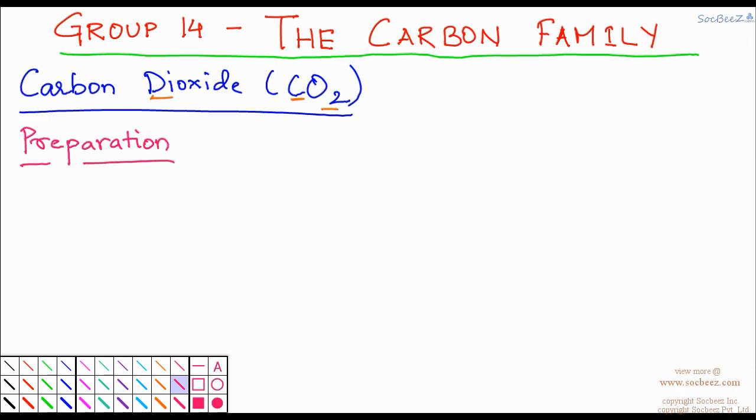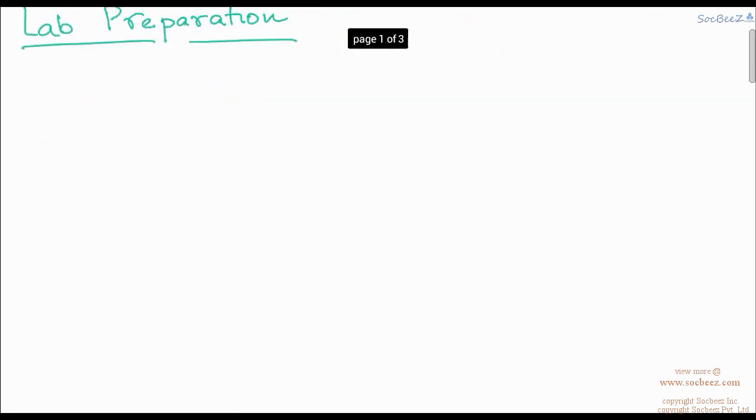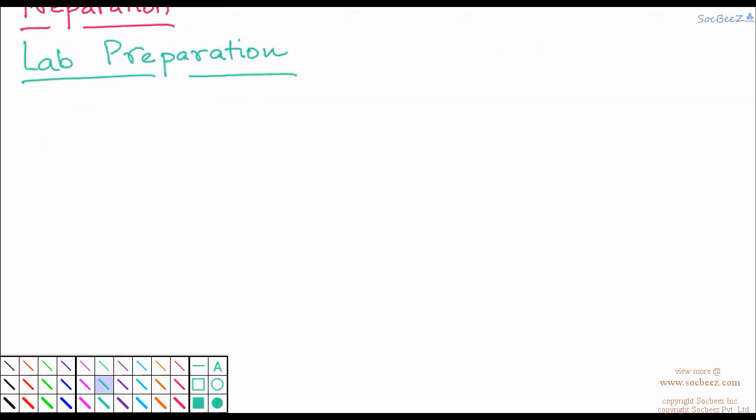Although carbon dioxide is present in the atmosphere, if we want to prepare it in the laboratory or on a large scale, how do we do that? First we would see lab preparation. How do we prepare carbon dioxide in the laboratory? In the lab, if you want to prepare carbon dioxide, we use dilute HCl and calcium carbonate, that is marble.